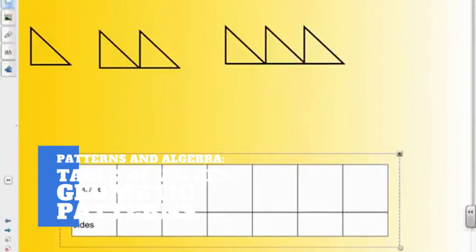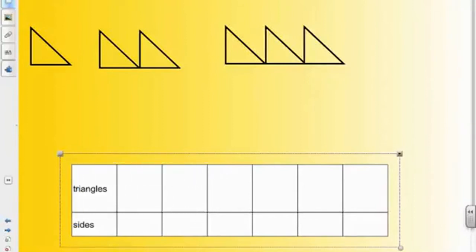Here we go. We've got ourselves a bunch of triangles here, and we're going to have a look at if there is a pattern that we can crack with the sides and the amount of triangles. So let's just have a look here. This is really our first bunch of triangles, and we'll just call that the first term as such.